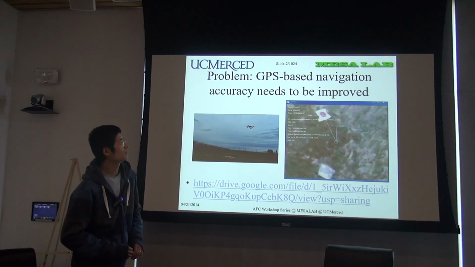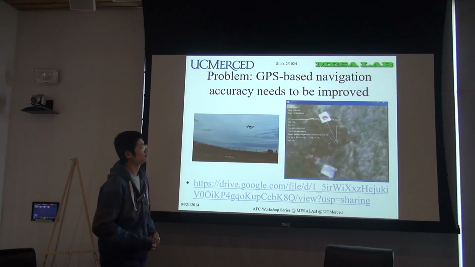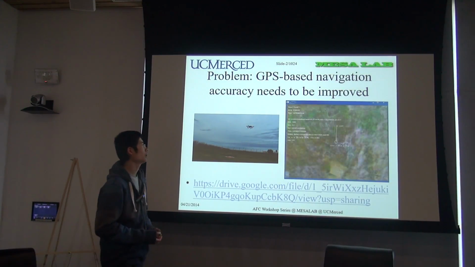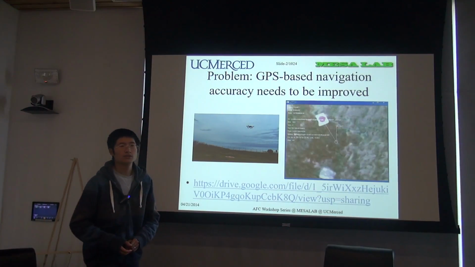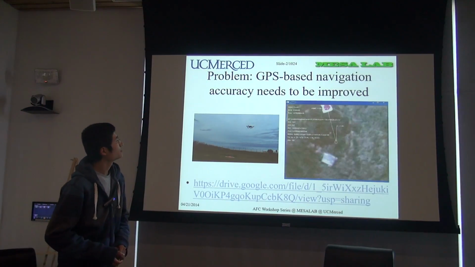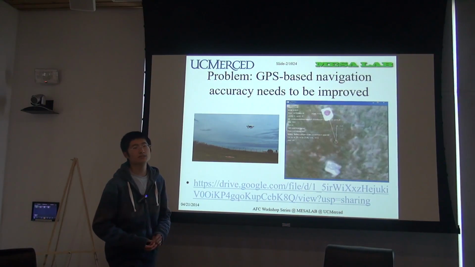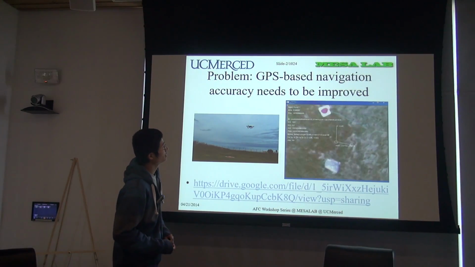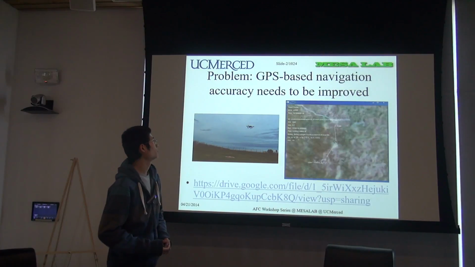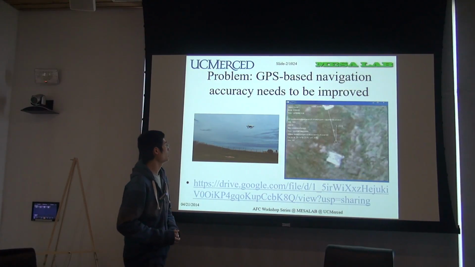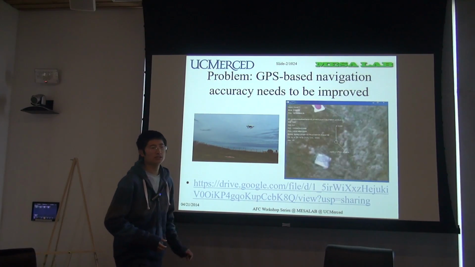In this way, we can get the position information from the camera. We use image processing algorithms to get the relative position. In this way, we can help the drone have a more accurate position control.